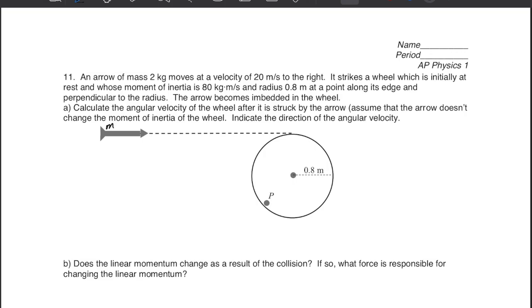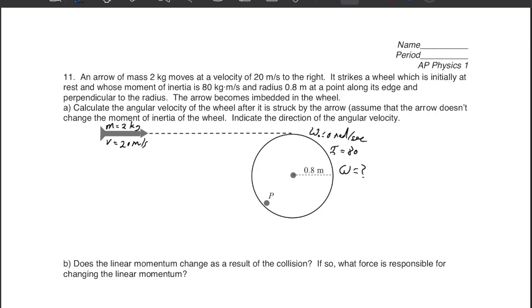An arrow of mass 2 kilograms moves at a velocity of 20 meters per second to the right. It strikes a wheel which is initially at rest and whose moment of inertia is 80 kilograms meters squared and radius of 0.8. At a point along its edge perpendicular to the radius, the arrow becomes embedded in the wheel. So after it hits, it's not flying past. So we've got MVR in the beginning, and then we've got the rotational inertia of the system afterwards. Calculate the angular velocity of the wheel after it is struck by the arrow. Assume that the arrow doesn't change the moment of inertia. So when the arrow is in the wheel, it's not affecting anything. So it's nothing to worry about once it sticks.